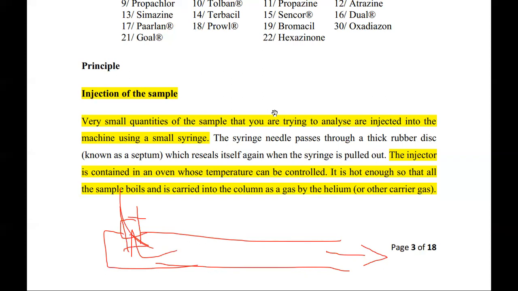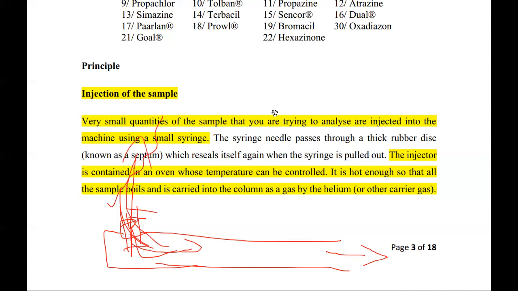So make sure that there's a rubber here, and then the needle of the syringe passes through there just to introduce the sample in here. And the moment you pull out the syringe, the needle, the rubber seals off, so that we don't have sample coming back from the point of injection.